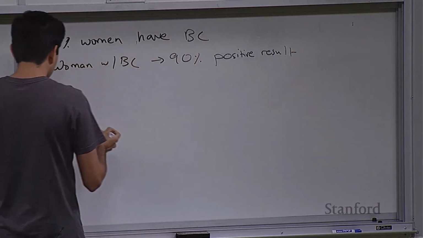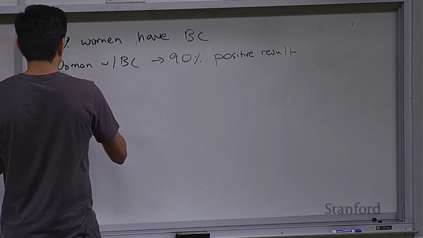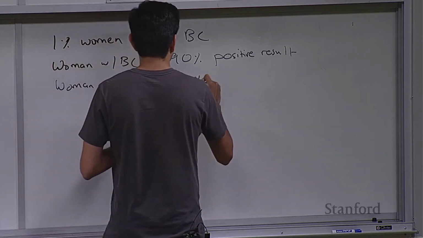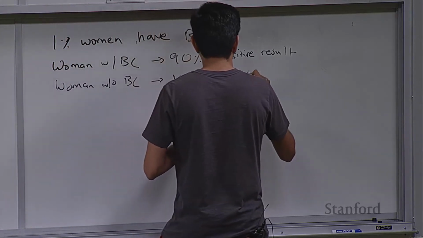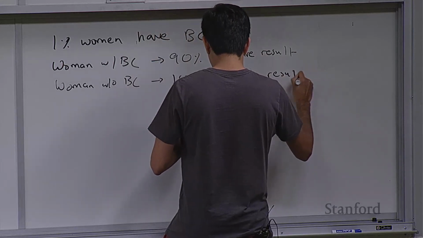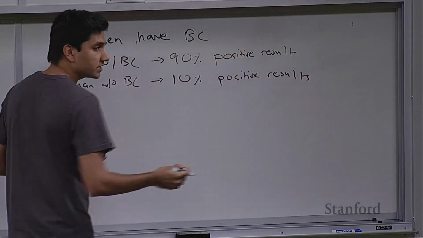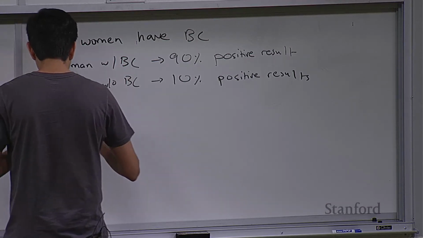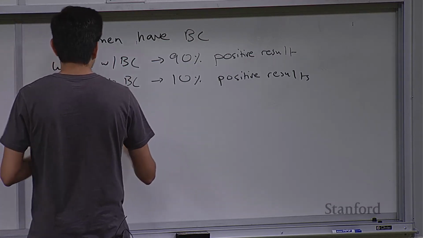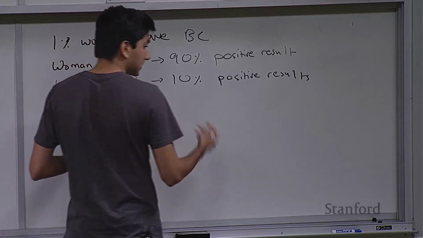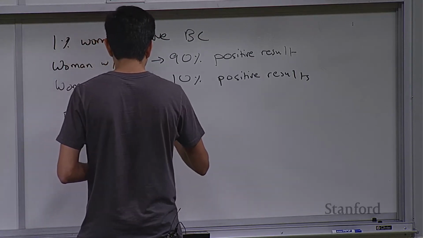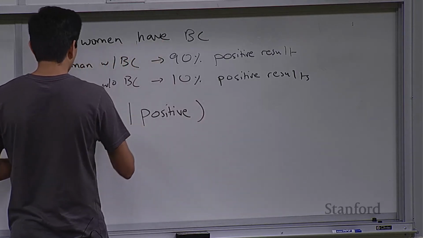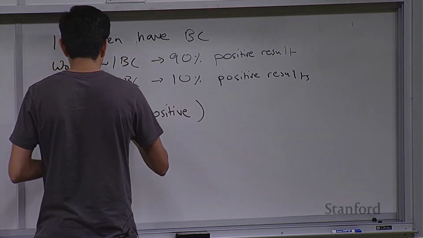And a woman without breast cancer has a 10% chance of a positive result on the test. Now, the question we'd like to compute for any given patient is, let's say we're given that the person has taken a test and they have a positive result. We want to compute the probability that this person has cancer.